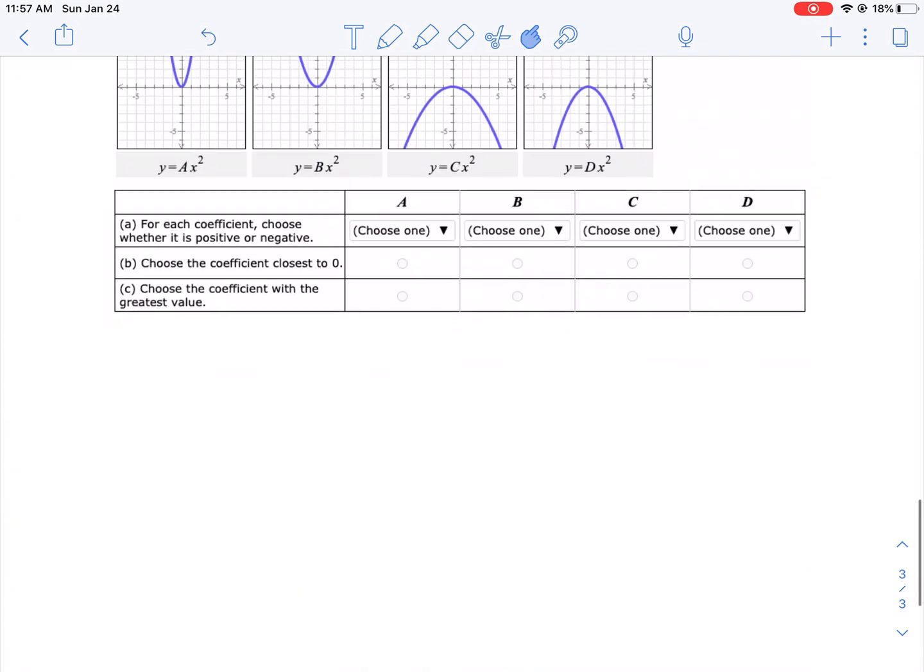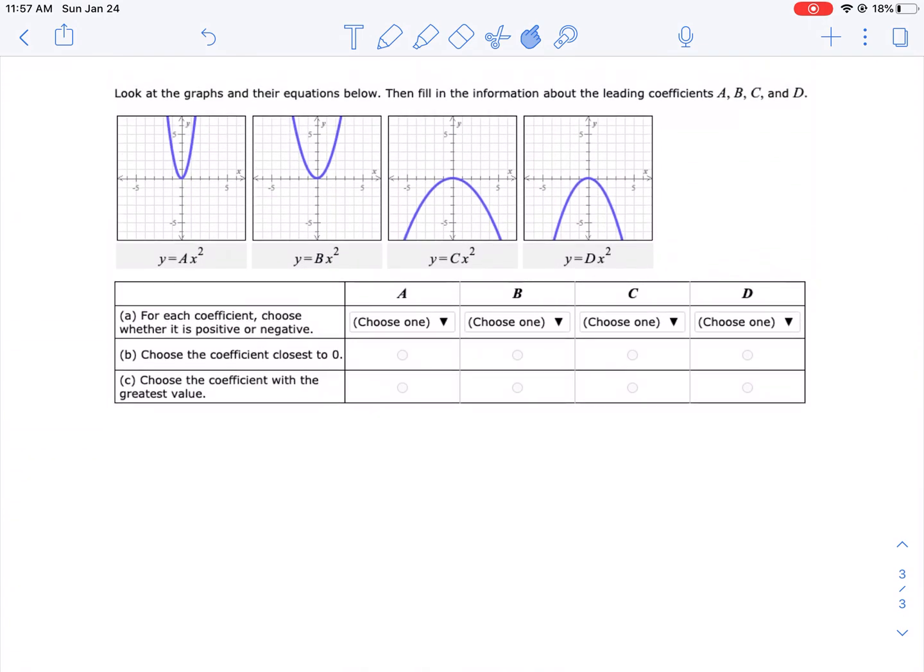Okay. On the last question we're going to take a look at here, part A you got correct. You notice that, hey, when you have a happy parabola, like you do in A and B, it opens up. When you have a sad parabola, it opens down. So happy means its a coefficient is positive. So it should have been positive, positive, negative, negative.